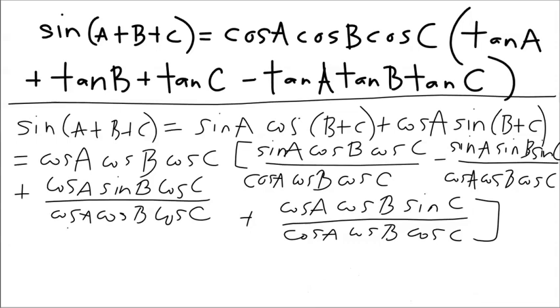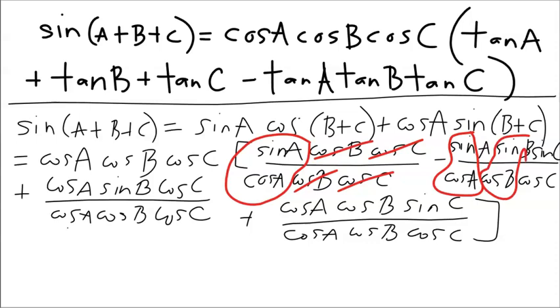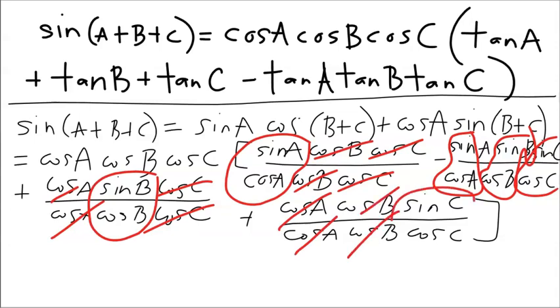So the first term in the square bracket, there will be some cancellation. Cosine B cancels, cosine C cancels, leaving you with only sine A over cosine A, so that's tangent A. For the second term, you have no cancellation, so this will give you tangent A times tangent B times tangent C. Now the third term, the cosine C will cancel, the cosine A will cancel, and will give you tangent B. And the last term, the cosine A cancels, cosine B cancels, and will give you tangent C.